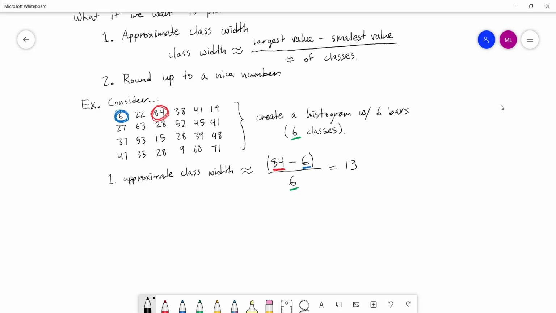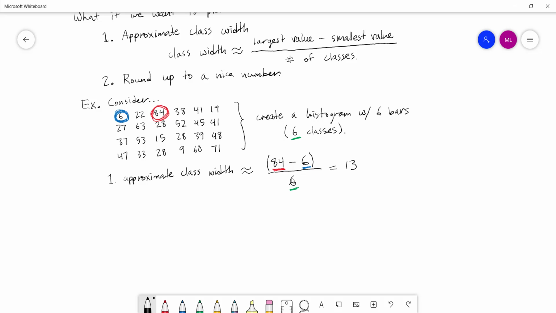But 13 is not a very nice number to use. It's a weird number. And in fact, if this age had just been off by 1, if it had been 83 instead of an 84, we wouldn't have even gotten a whole number here. We would have had 83 minus 6, which would be 77 divided by 6, and we would have gotten 12 point something. I don't even know what that number would have been. Clearly, we are going to need to round.